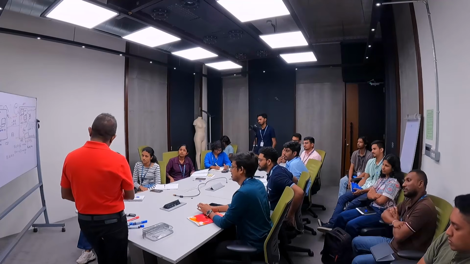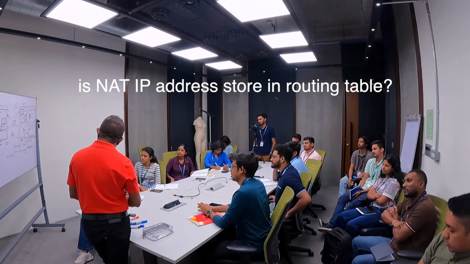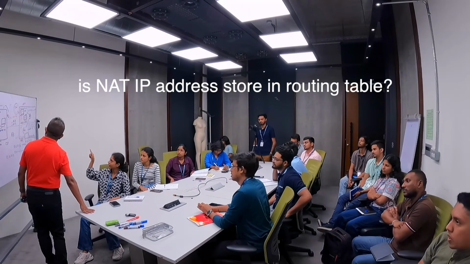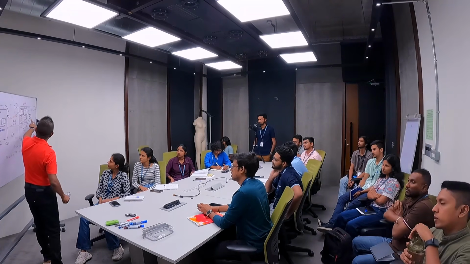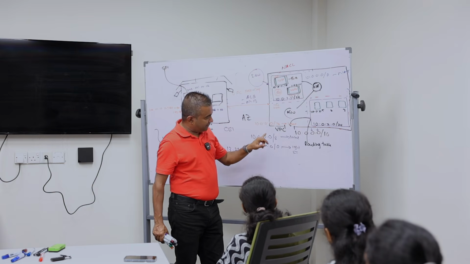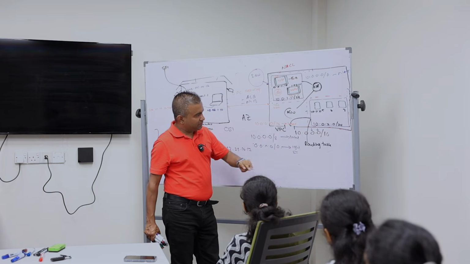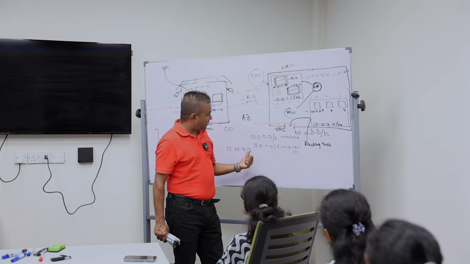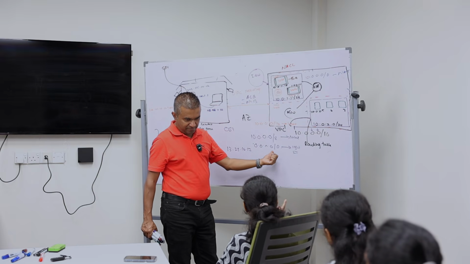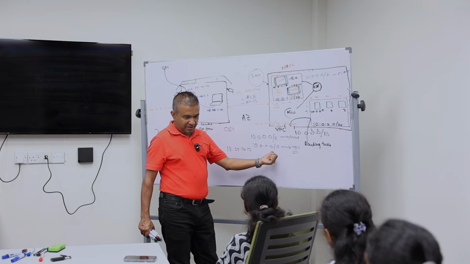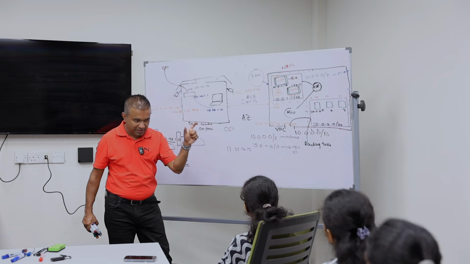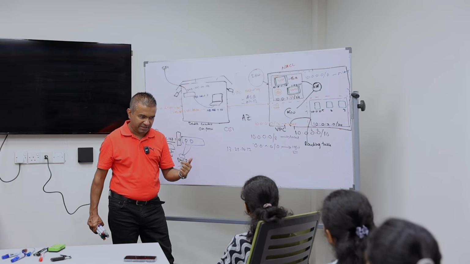VPC is storing the routing table of the subnet. Now the NAT is a gateway, internet gateway is a gateway, both are gateways. So for every subnet we need to tell where the 0.0.0.0 traffic goes, otherwise it gets stuck. For each and every subnet there is a routing table. It does not mean every subnet should have a separate routing table. You can have one routing table and attach it.